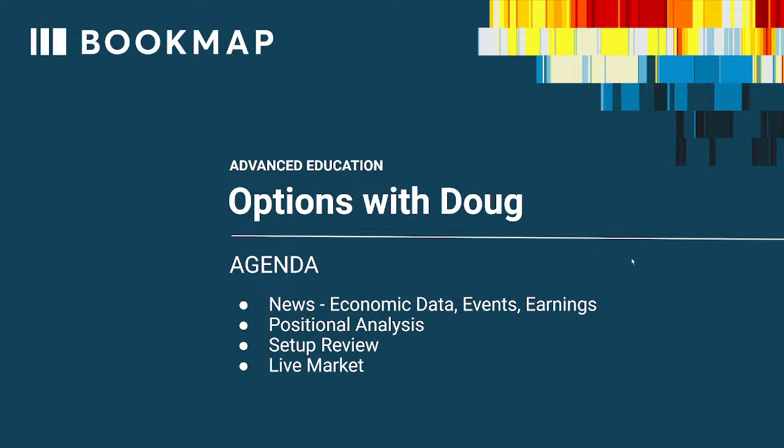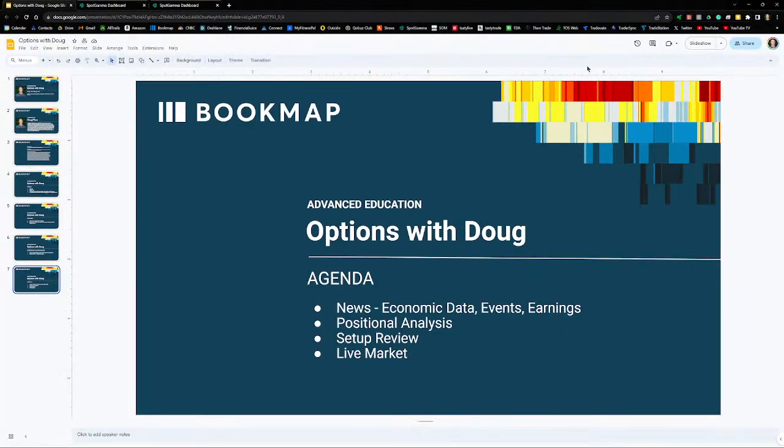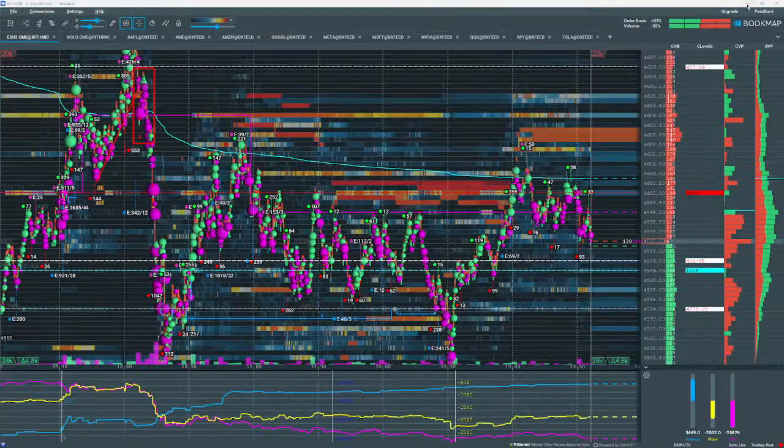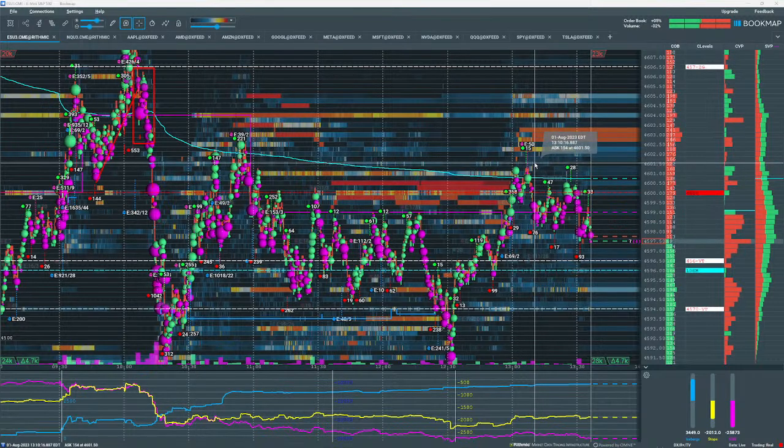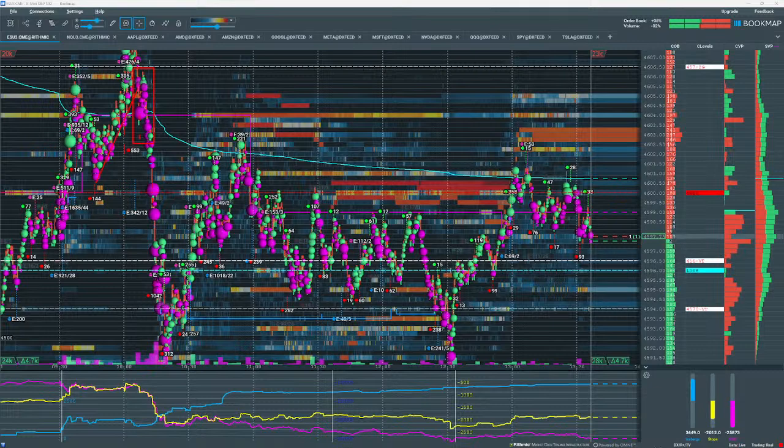Now let's go to my positional analysis. I'm going to start with the S&P 500. This is the S&P 500 futures in Bookmap, ES futures. And before I take a closer look at this chart, I'm going to take a look at a larger time frame for SPX.